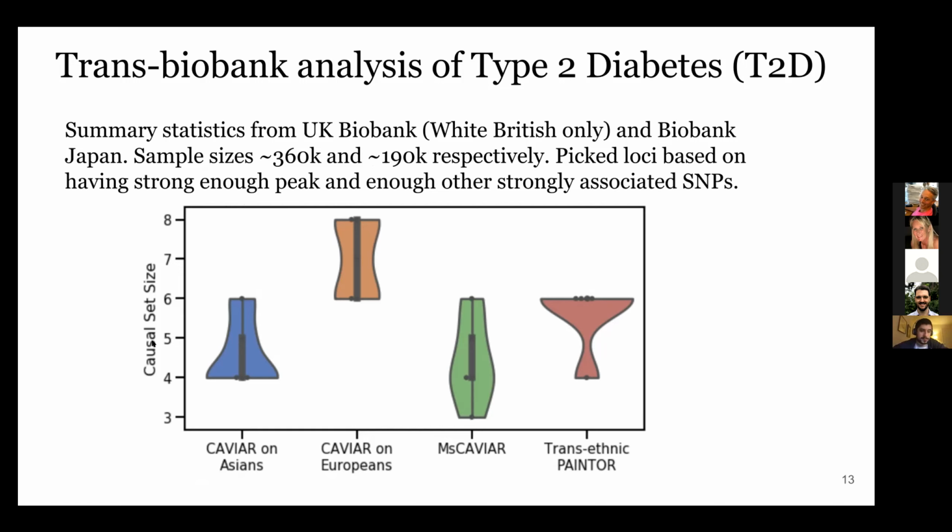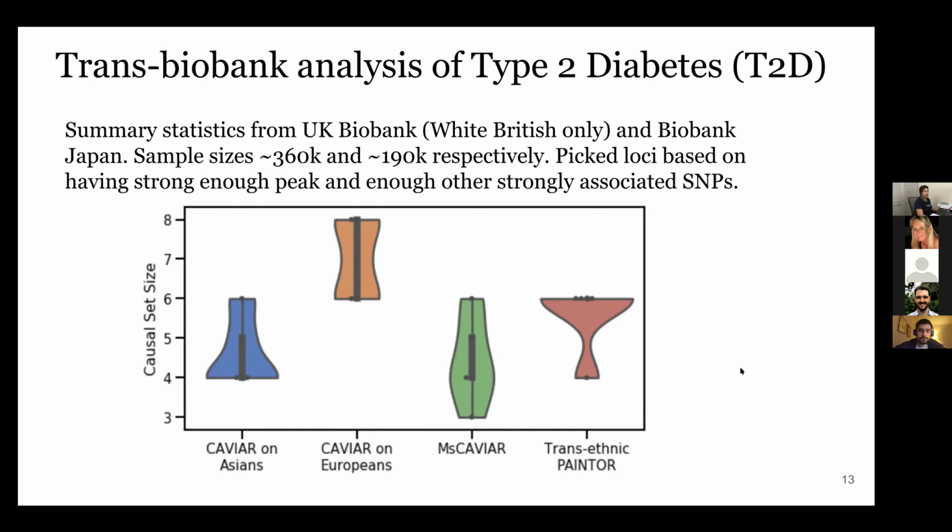And of course, for the real data, we don't know the ground truth, so we can't measure the sensitivity, but we basically rely on the simulations to show that the methods are well calibrated. And what this plot is showing is that MsCAVIAR returned somewhat fewer SNPs in its causal sets on average.